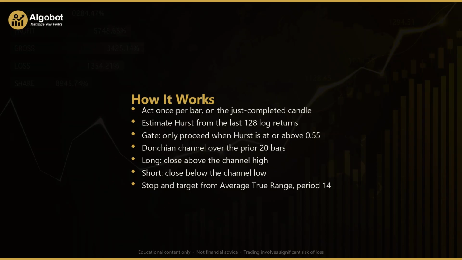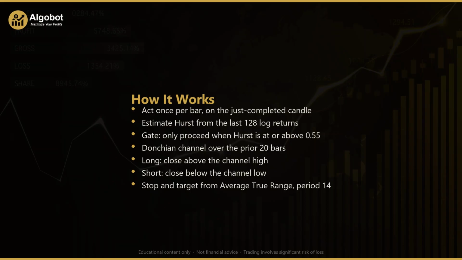If the Hurst reading passes the gate, the strategy then builds a Donchian channel over the prior 20 bars, deliberately excluding the breakout candle itself. It records the highest high and the lowest low of that window. Now it checks the close of the just completed candle. If that close is above the channel high, the setup is a long. If that close is below the channel low, the setup is a short. If price closed inside the channel, nothing happens.